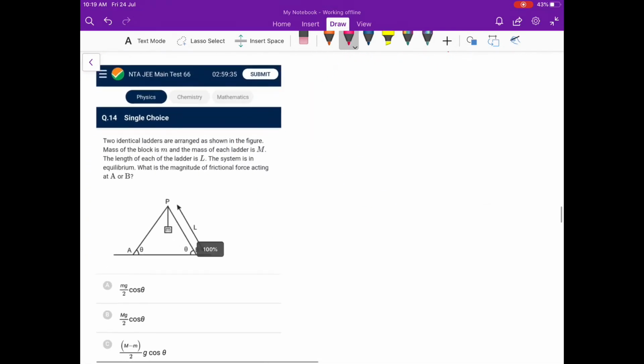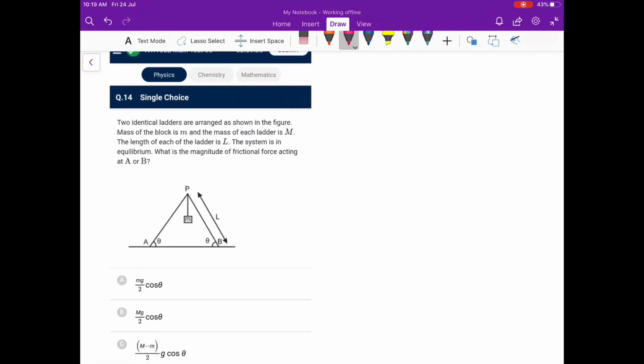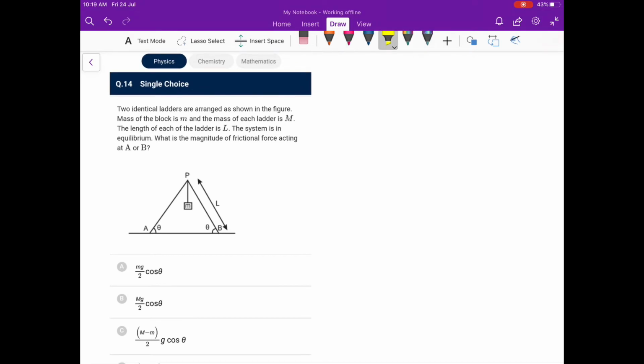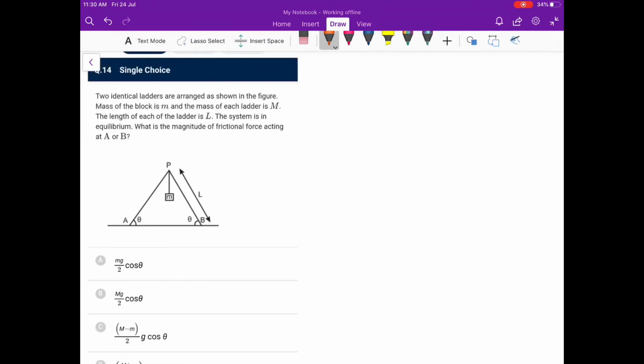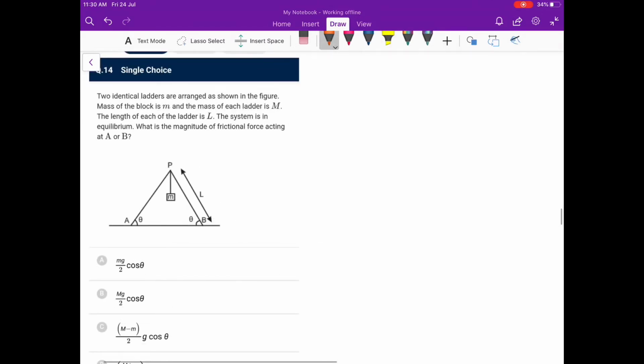Next one: two identical ladders are arranged as shown in the figure. The mass of the block is small m and the mass of each ladder is capital M. The length of each ladder is L. The system is in equilibrium. What is the magnitude of the frictional force acting at A or B? Now this is a very good question. You might have come across this question before also.